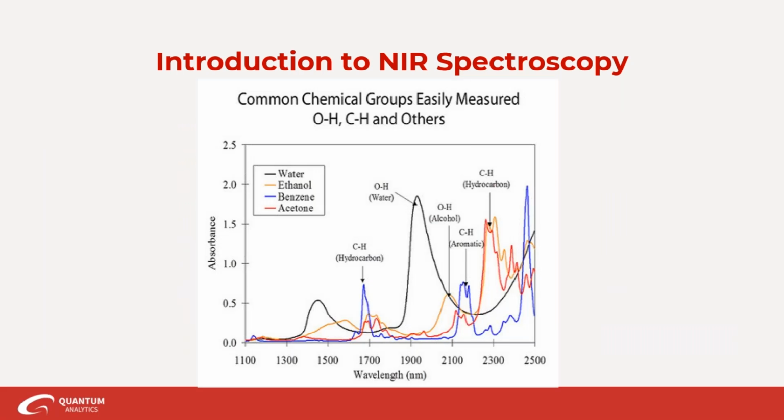What you see on the graph here is the near-infrared spectra of four pretty common liquids: water, ethanol, benzene, and acetone. Near-infrared spectra are complex, and the overtone and combination bands are pretty broad, and they rarely lend themselves to any kind of visual interpretation. I want you to notice the two big water peaks around 1900 nanometers and around 1400 nanometers. Near-infrared is very good for measuring certain kinds of water measurements. I'm going to show you a few of those coming up.